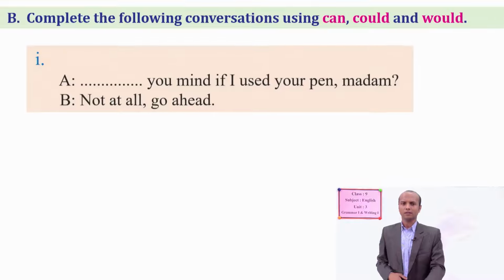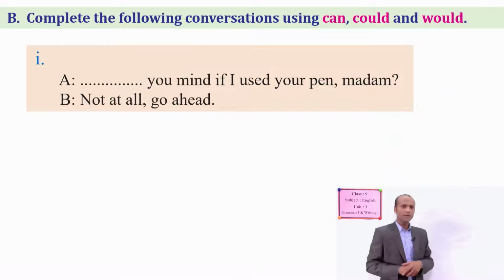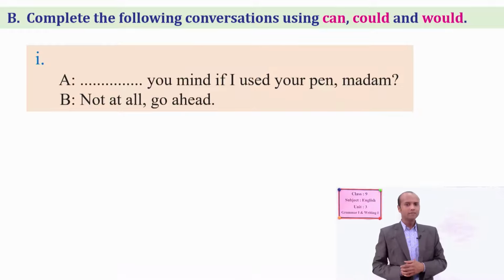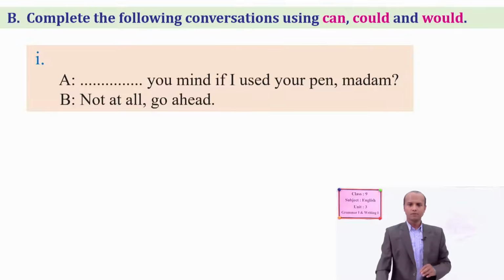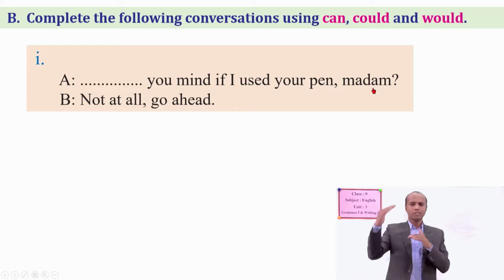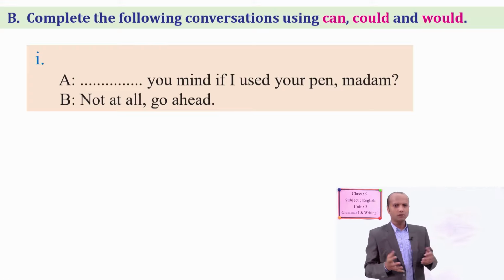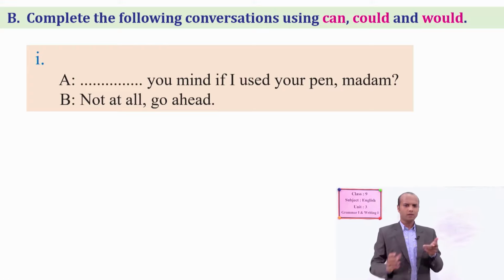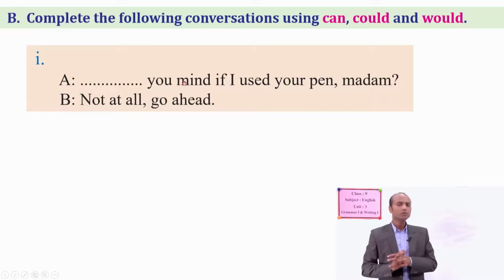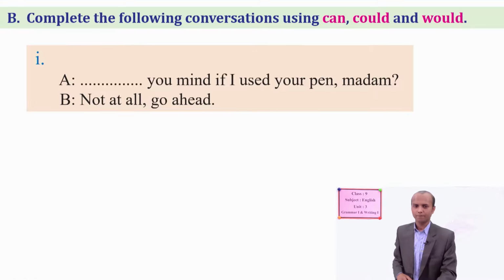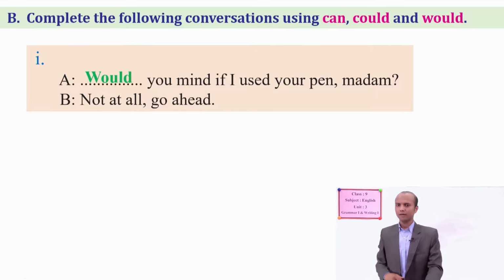Next, let's see the next exercise, that is number I. A: You mind if I use your pen, madam? Look, somebody is asking somebody else who is a respectable person. B: Not at all. Go ahead. What do you think? Yes, again, you see, the you mind sort of structure is there. That's why you have to use would there. Would you mind if I use your pen, madam? Not at all. Go ahead. Good.